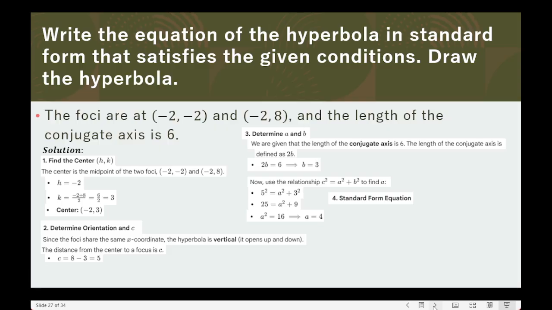At this point, we can now form the standard form of this hyperbola. Using this formula, (y minus k) quantity squared over a squared, minus (x minus h) quantity squared over b squared, equals 1. Plugging in the values of h and k together with the obtained values of a and b, the standard form of the equation of this hyperbola is (y minus 3) squared over 16 minus (x plus 2) quantity squared over 9 equals 1.